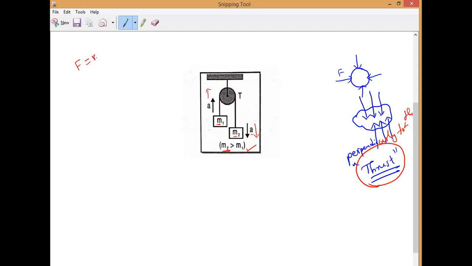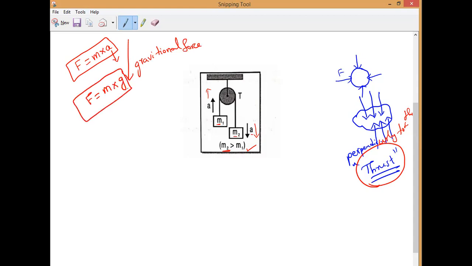Force is equal to mass into acceleration. But in the case of free fall, as I told you, A turns into gravitational acceleration. So force is equal to M into G. G means acceleration due to gravity. Because now it is acting downwards, somebody is pulling downwards. Who is pulling? Gravity. That is what we represent with the G value. So A is equal to G.